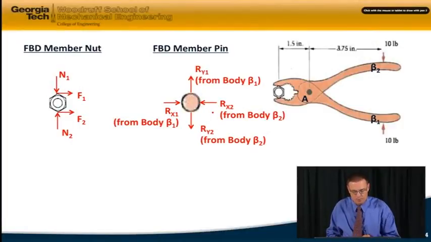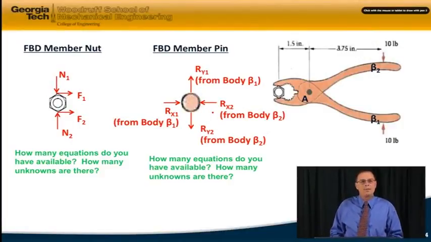So the question becomes, how many equations of equilibrium do you have available for each of these free body diagrams, and how many unknowns are there? I'd like you to do that real quick.